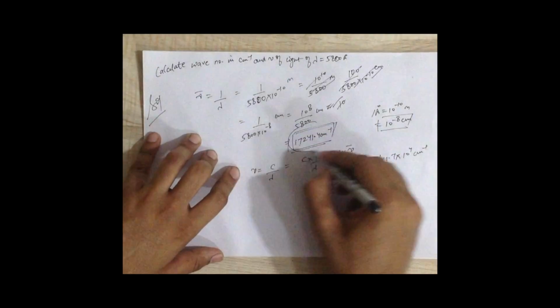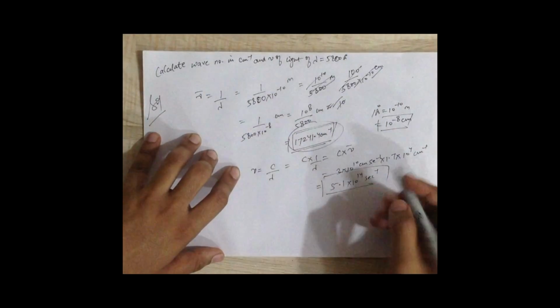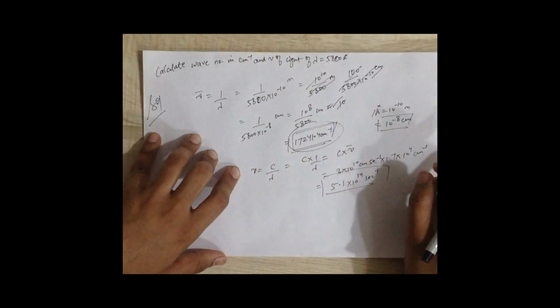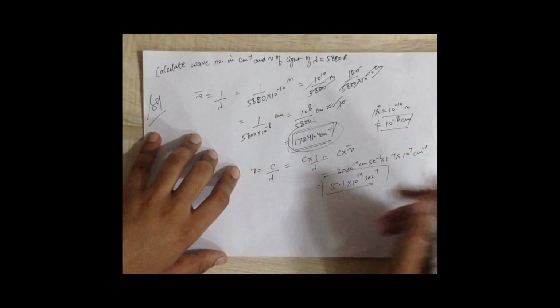If you take this value also, you will get a value close to this. So these kinds of numericals are not asked, you are just asked to round off the value to the nearest integer.